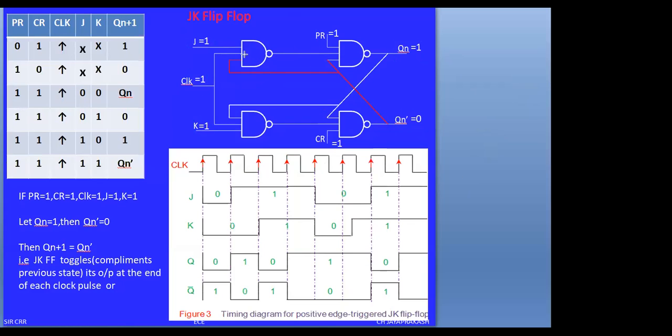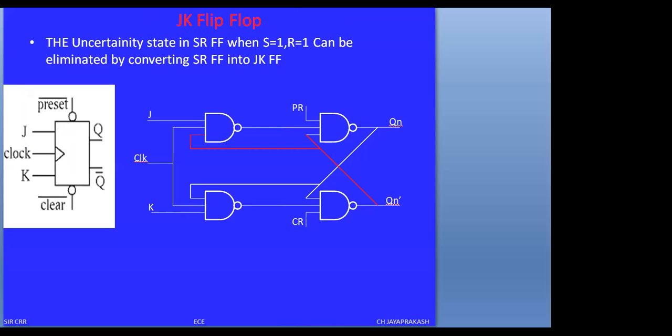Now we will discuss the waveforms. For a flip-flop, if you observe the circuit diagram, this is the block diagram we are seeing. In this block diagram, what are the inputs? The inputs are J and K, clock, preset and clear. Here this flip-flop is working with respect to the clock, that is, it depends on the clock signal.